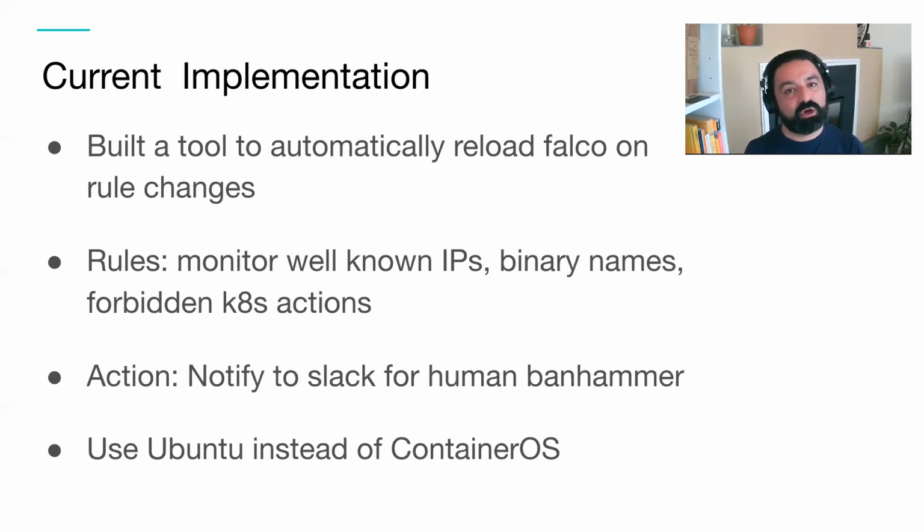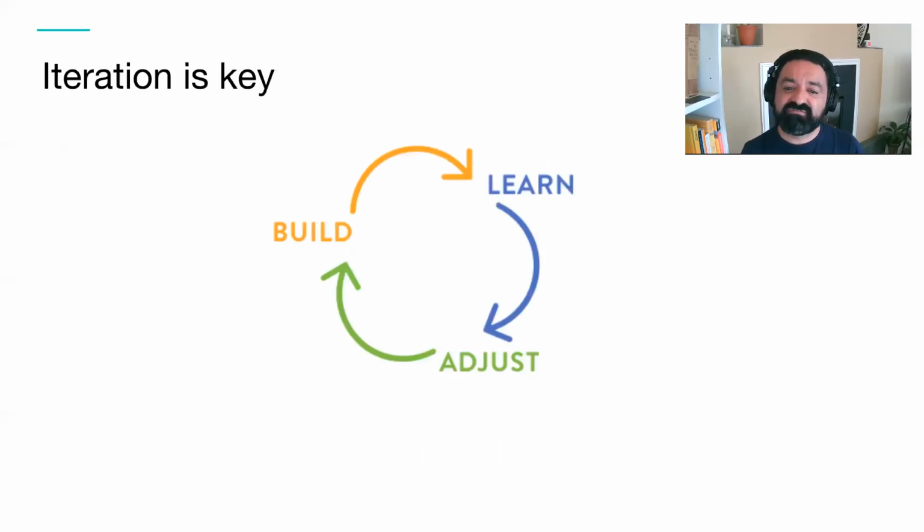And then we send all of the notifications to Slack, where a human analyzes the data and decides whether to ban or not. And finally, for now, we are using Ubuntu instead of Container OS because we've been seeing much better performance on Falco. And we're quite happy with the result. It's not perfect, but it has allowed us to cut down on those ugly GCP notifications, and we don't have as much malicious use as before.